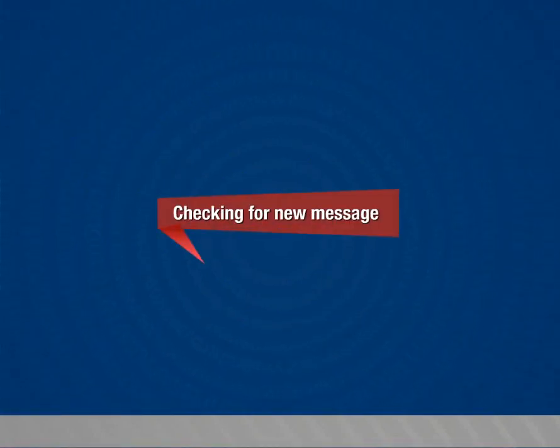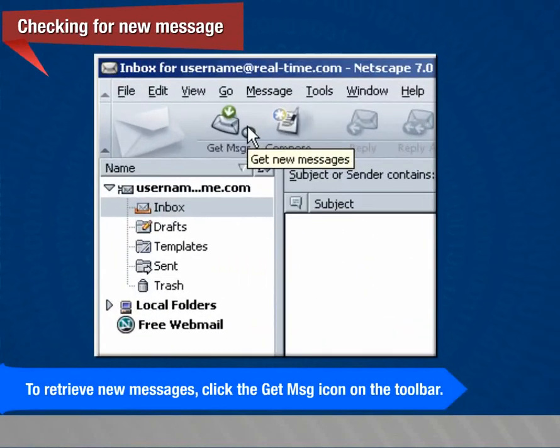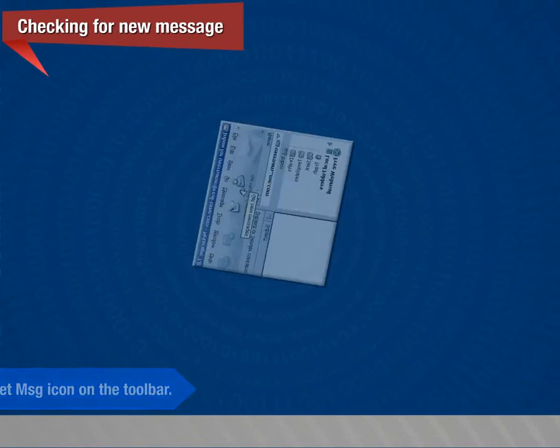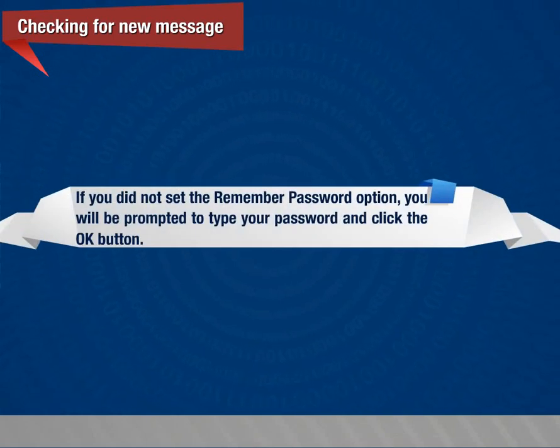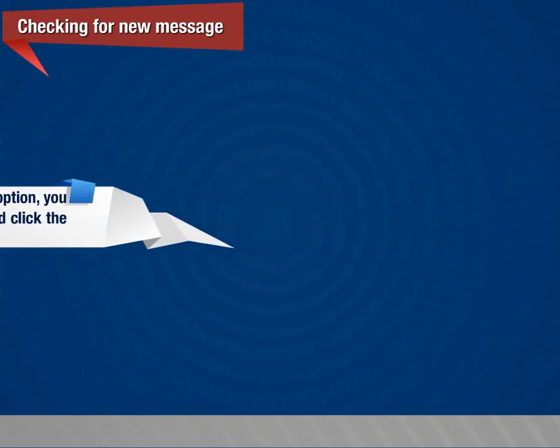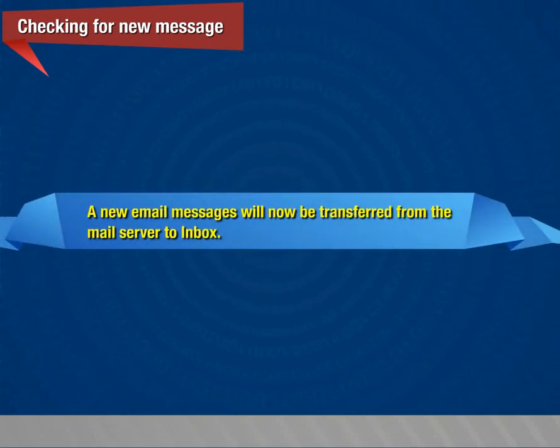Checking for new messages. To retrieve new messages, click the Get Message icon on the toolbar. If you did not set the Remember Password option, you will be prompted to type your password and click the OK button. A new email message will now be transferred from the mail server to the inbox.